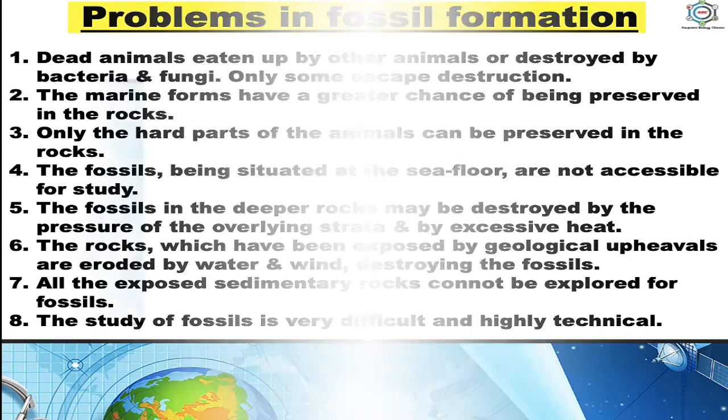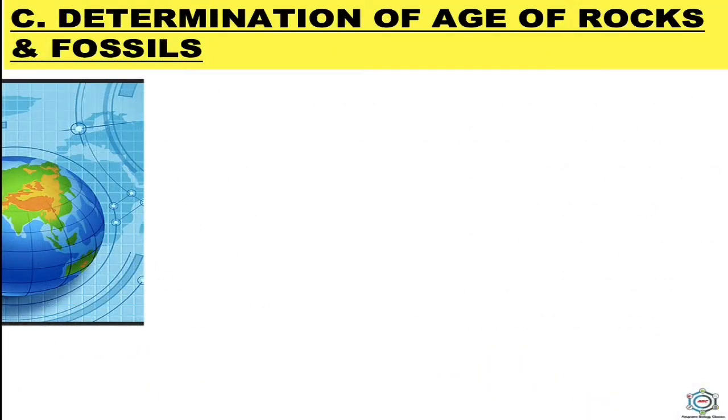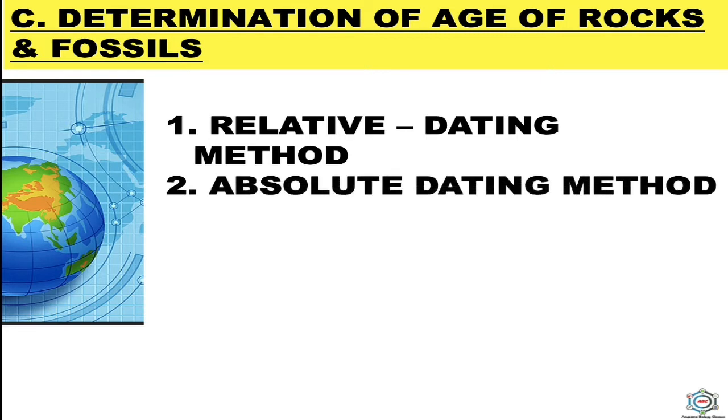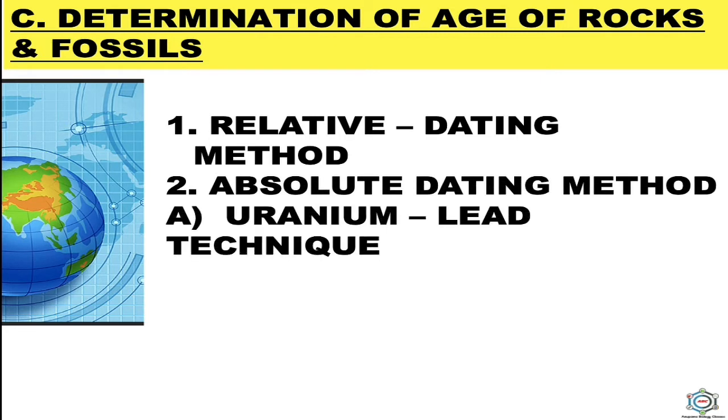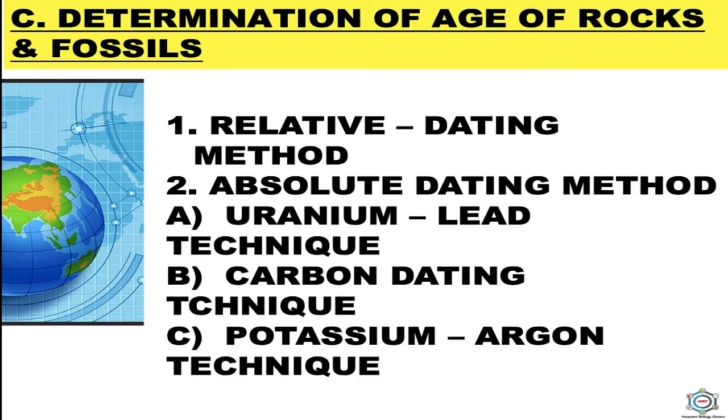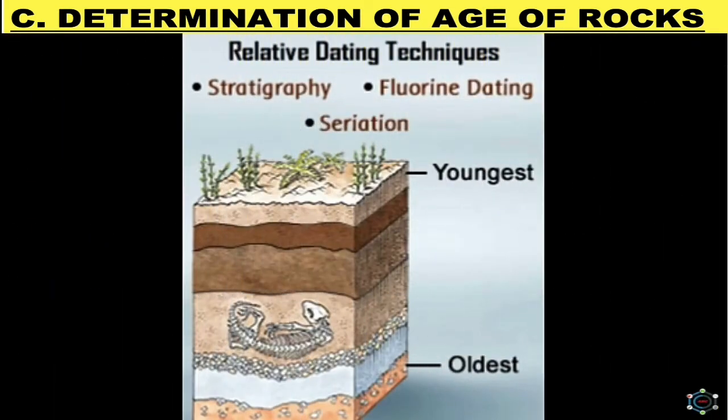Now, after this, the determination of age of rocks and fossils. The age of rocks and fossils can be determined by the following methods. The first one is the relative dating method, then the absolute dating method. In absolute dating, there are many techniques like the uranium-lead technique, carbon dating technique, and the potassium-argon technique. So, the first one is the relative dating technique.